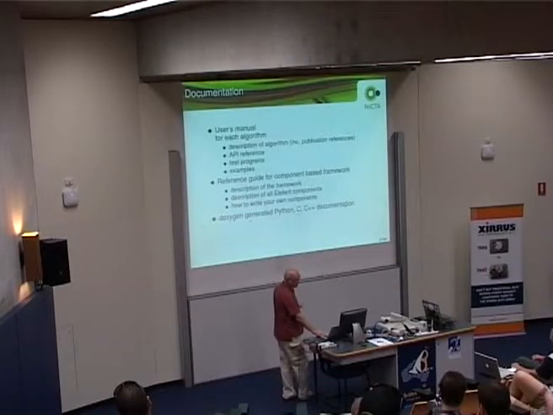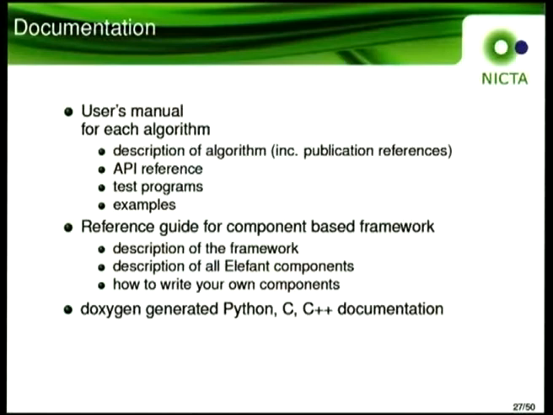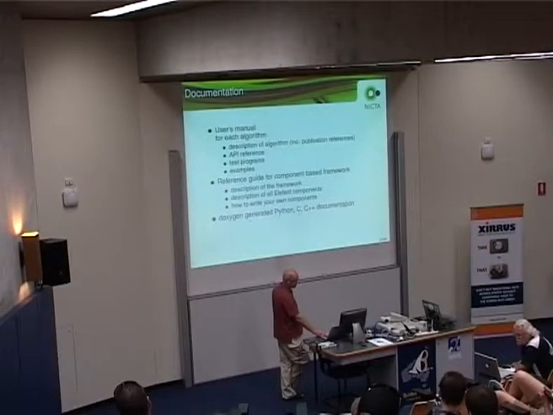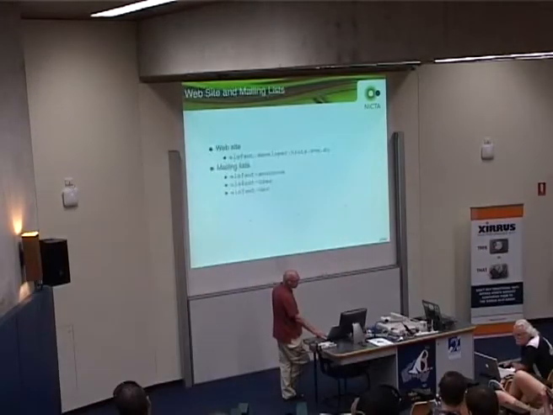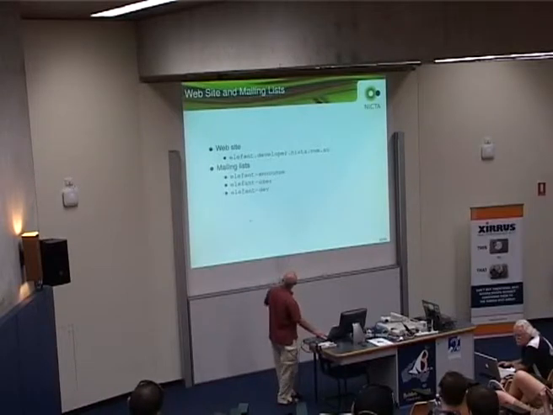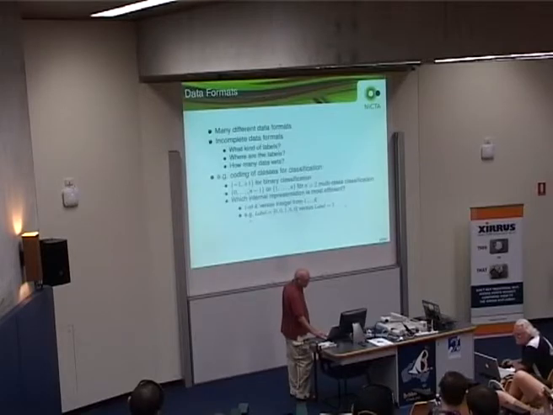We have documentation, of course, in different formats: our own scientific documentation, but also Doxygen-generated Python, C and C++ documentation. The website is the Elefant developer site, Linux.conf.au, and we also have some mailing lists.